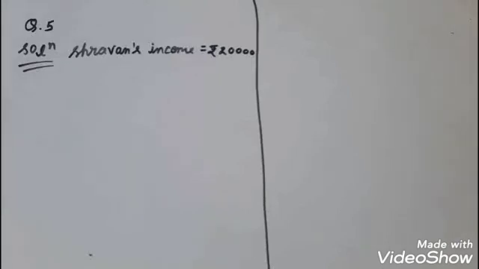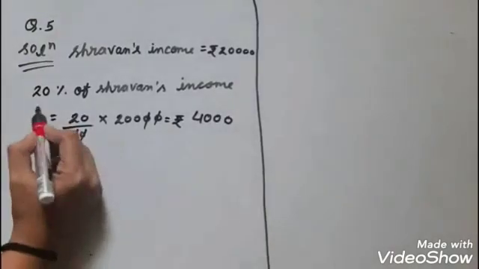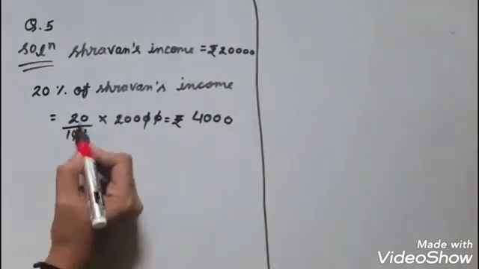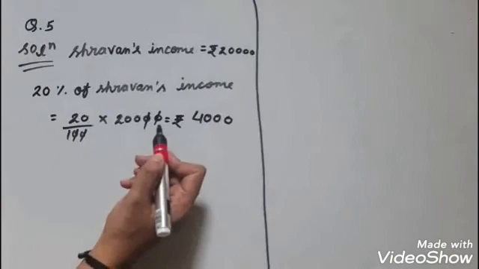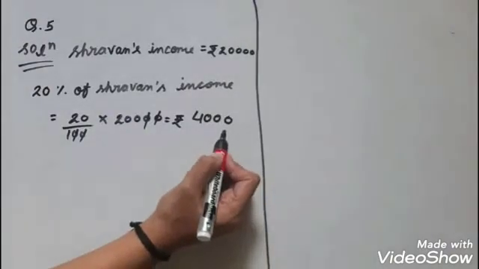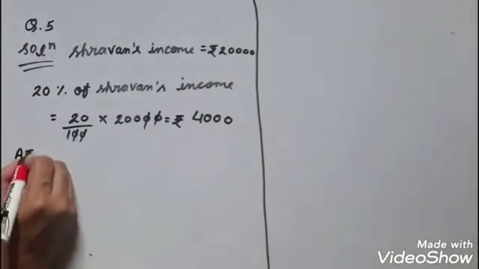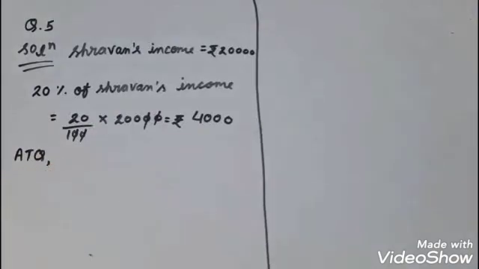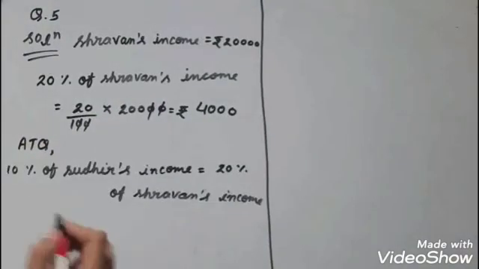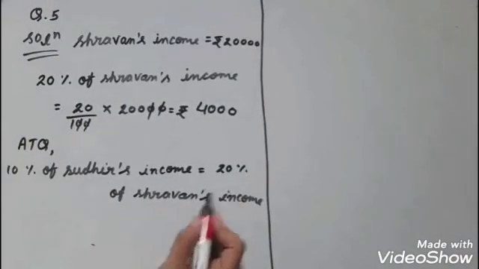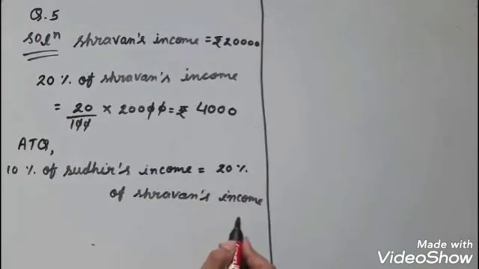20% of Shravan's income is equal to 10% of Sudhir's income. So first of all, we are finding 20% of Shravan's income. Here we find 20% of Shravan's income, 20 upon 100 into 20,000. So the amount is rupees 4,000. Now according to the question, 10% of Sudhir's income is equal to 20% of Shravan's income.